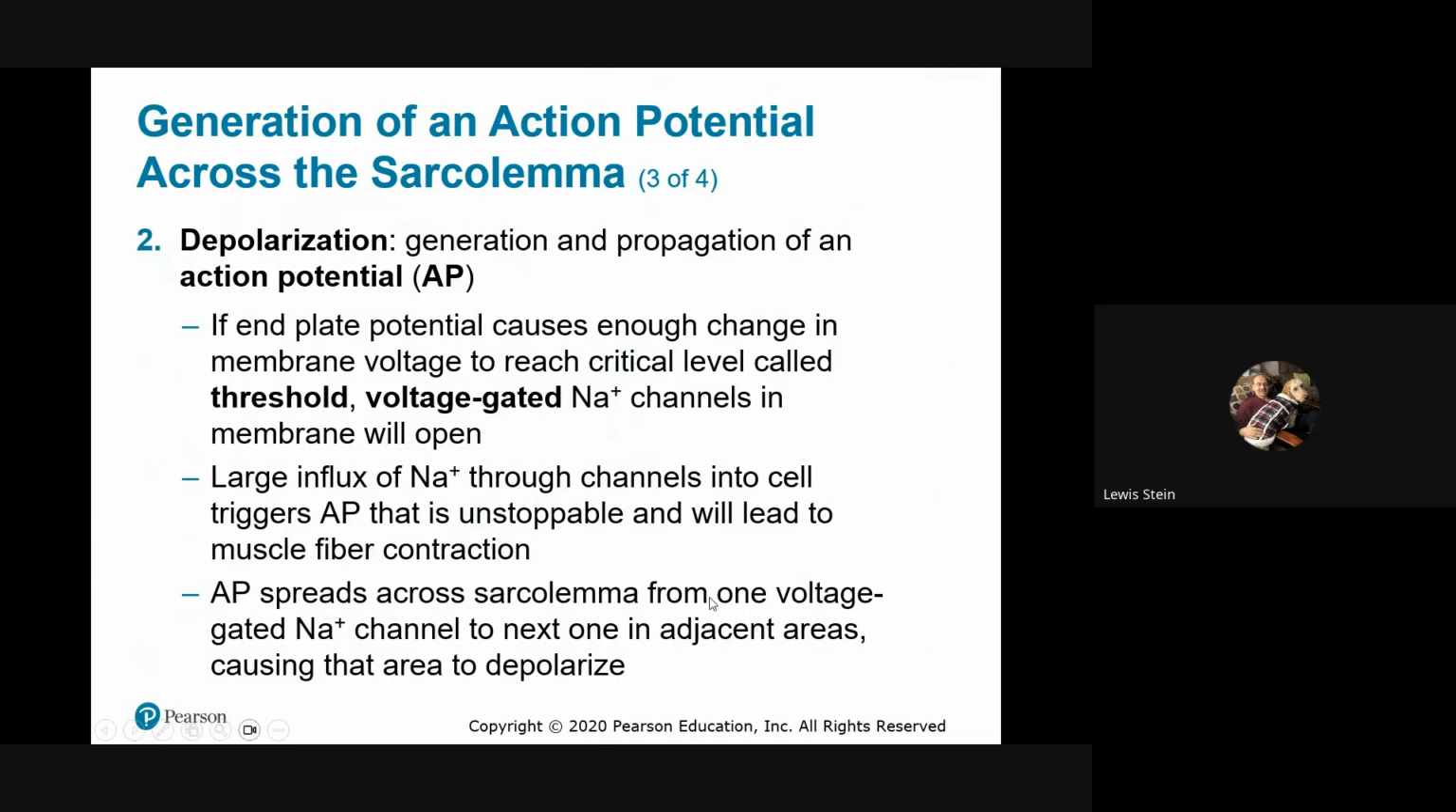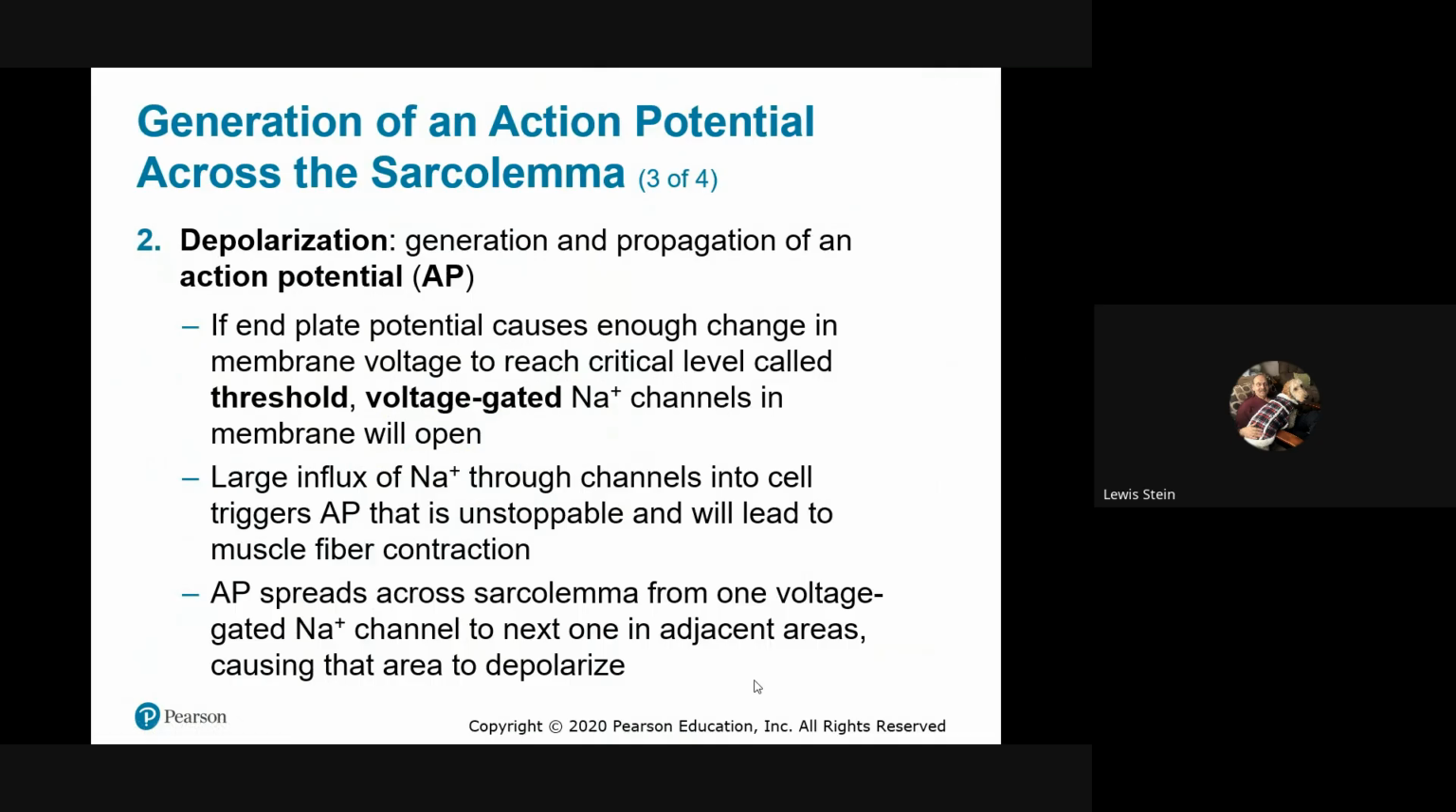No period, however, I don't know why, or exclamation point. And will lead to, forgive me if you're listening, RMU. Action potential spreads across the sarcolemma from one voltage-gated channel to the next and the next. And so basically this wave goes in every direction.